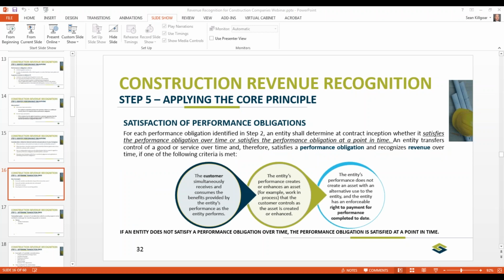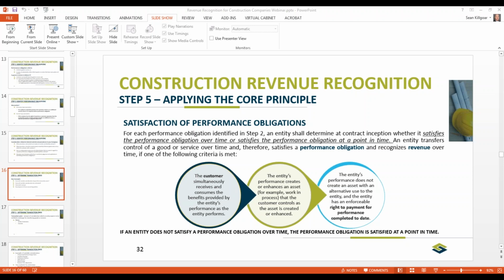So the core principle gets into the test of how we are going to recognize our revenue. This is where you're going to see that most of your jobs are going to fall into this one, performance obligation recognized over time. So look at number 2. If you look at these 3 circles, and it's not over time, then it's considered a point in time. If you don't meet one of these 3 criteria, then you're going to recognize your revenue at a point in time. For contractors, I would focus on the second and third circles.